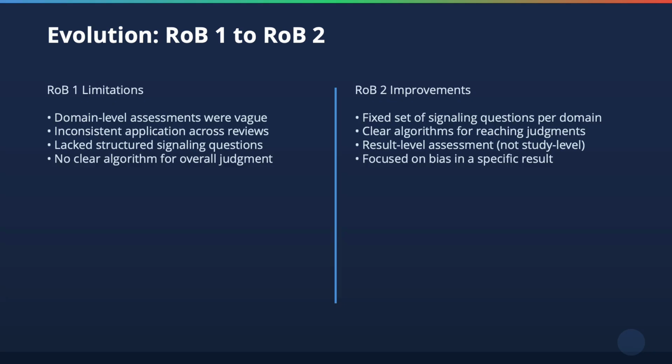And most importantly, it shifted the focus from study-level assessment to result-level assessment. You are no longer asking whether the entire study is biased. Instead, you are asking whether a specific result from that study is likely to be biased. This is a fundamentally more useful question for systematic reviews.